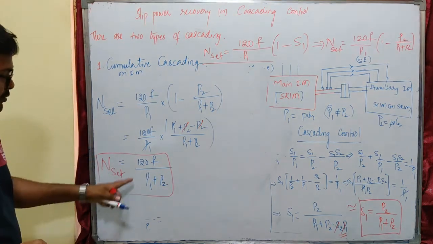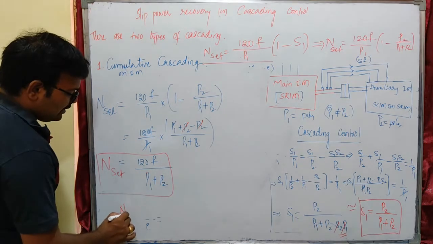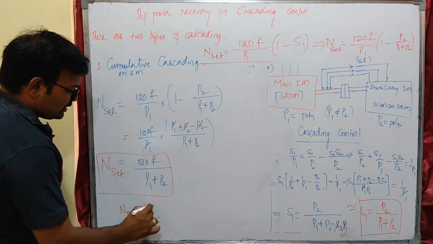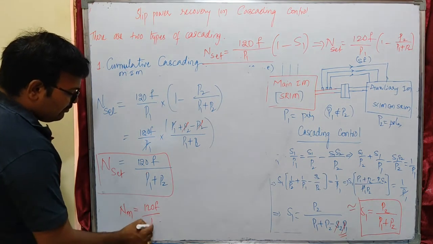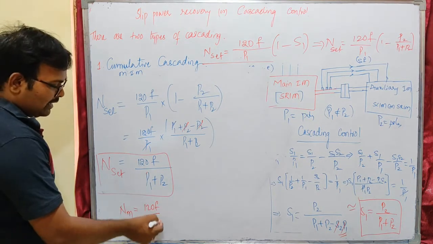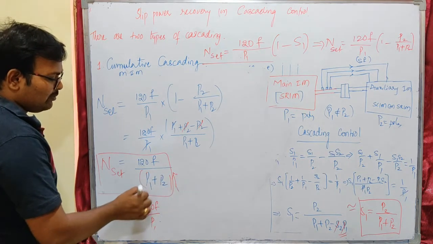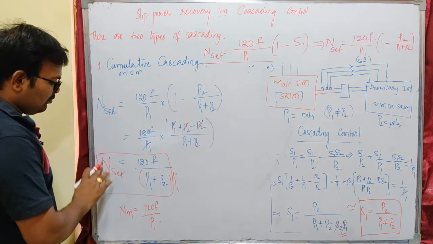The speed of the set is 120 F by P, that means the speed of the main induction motor was 120 F by P1 earlier. Now it is 120 F by P1 plus P2. That means the speed has been reduced because the number of poles has increased. The sum of the poles increases the denominator, so the speed of the motor will reduce.